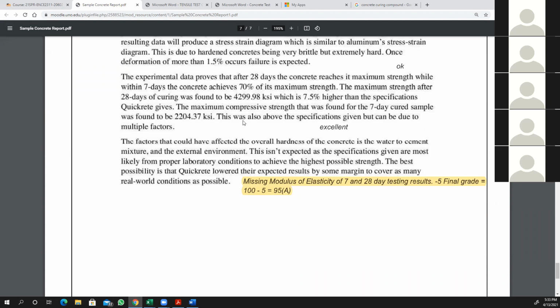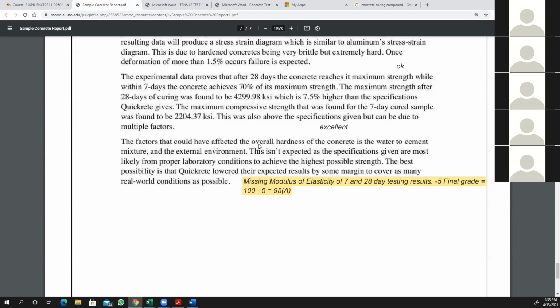Again, the information about maximum compressive strength for the 7 days. And this section, this last paragraph, is, I believe, for the errors in this lab.